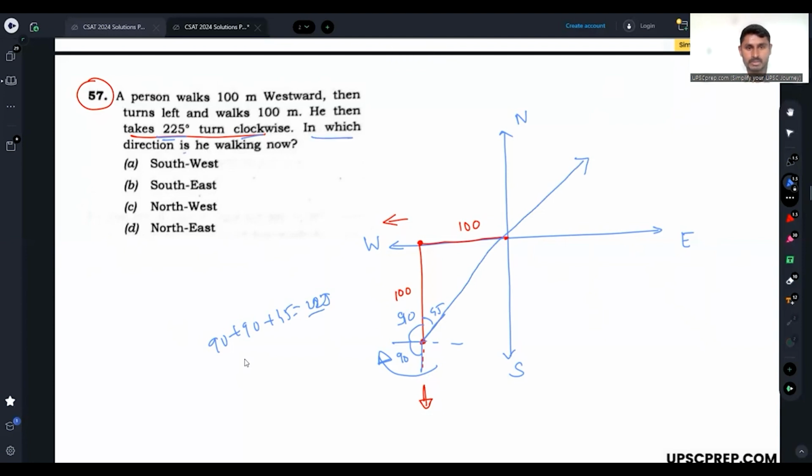In which direction is he walking now? He is walking in the northeast direction, right? So northeast, that is option D, will be the correct answer, right? Easy question this was. The only thing is you had to catch this one. 225 degrees clockwise, starting from this point up to this point. So this angle will be totally 225 degrees.